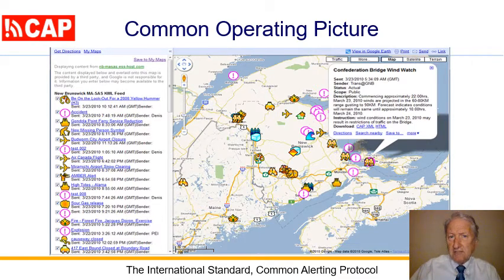Use of CAP supports the emergency management function called shared situational awareness, or maintaining a common operating picture. Here we see CAP alerts being displayed on a map interface. Maps like this can help audiences understand complex or evolving emergencies.